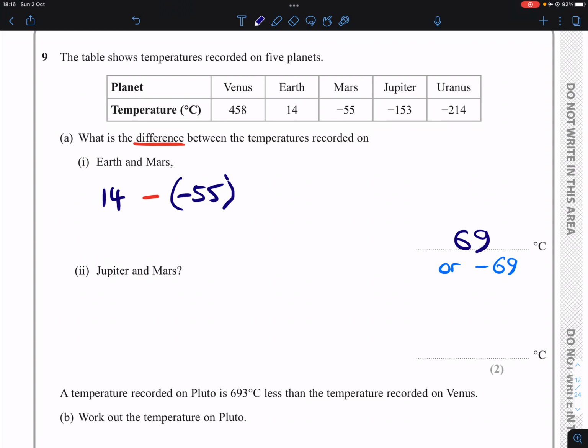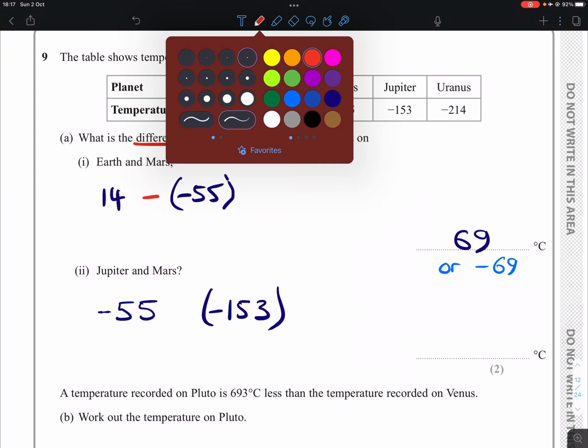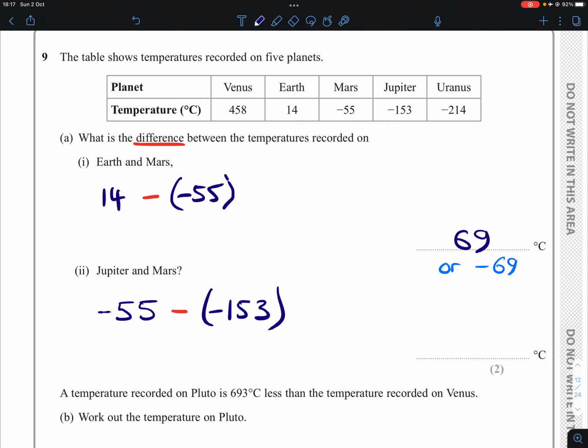Part B, we've got Jupiter and Mars. So Jupiter here is minus 153, Mars is minus 55. So based on what I just said there, technically the larger or the warmer of two numbers should come first. The colder or smaller should come second. When we take them away from each other, our sum will look like this. And the answer that we will get from that is 98 degrees Celsius.